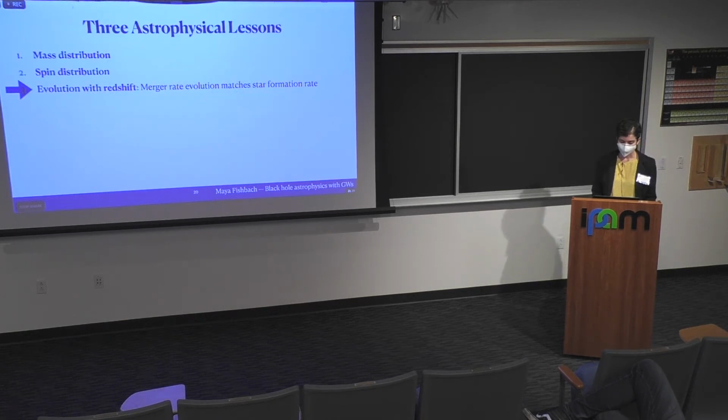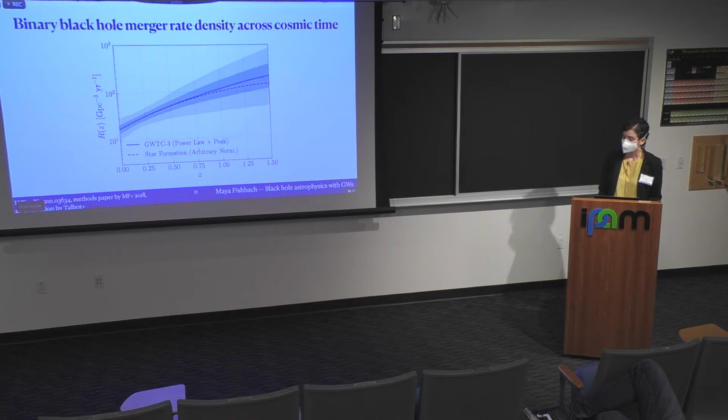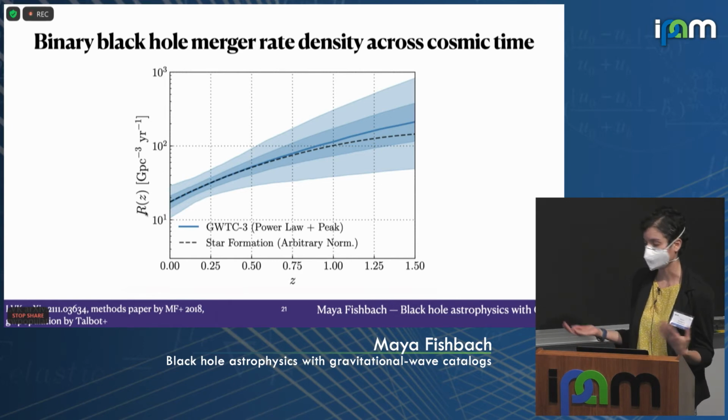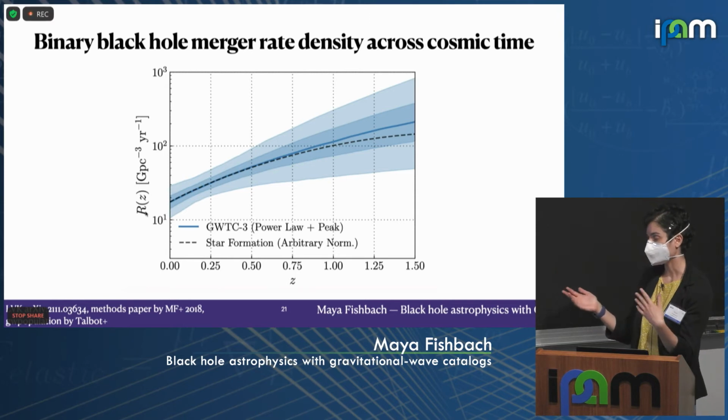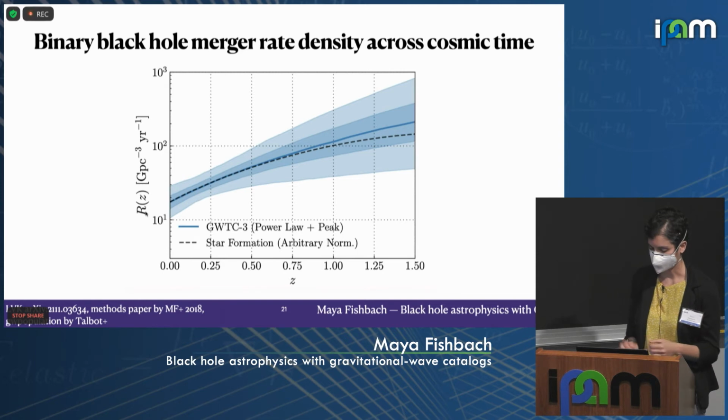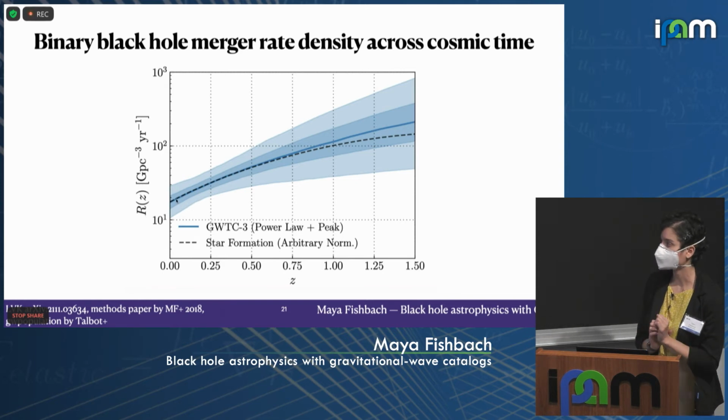So finally, the last astrophysical lesson I'll talk about is this evolution with redshift. And what we can do is we can measure the merger rate as a function of redshift just by looking at where the distances of the events we see are, convert that distance to a redshift for ease of comparison with electromagnetic observations, and that gives us a merger rate density as a function of redshift.